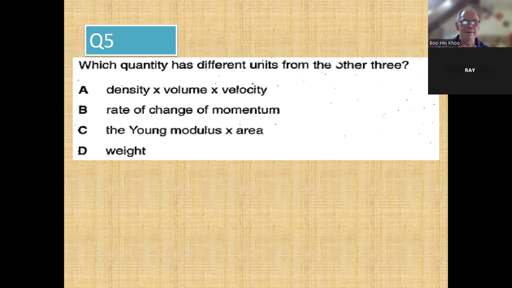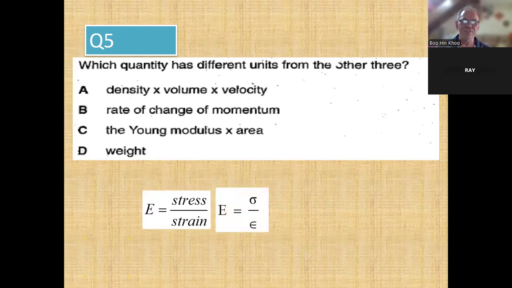Teacher, the questions are scattered everywhere. I need to find. Which quantity has different unit from the other 3? B is force. If you are familiar with all that, force and weight are the same unit. Then Young's modulus times A. Young's modulus is in Pascal, so times A it becomes force. So answer is A. If not, you have to work through.